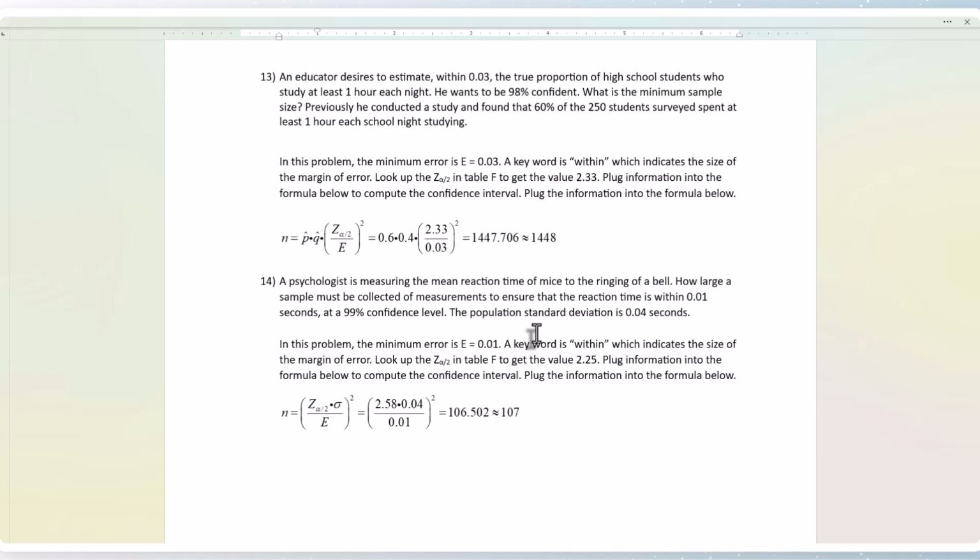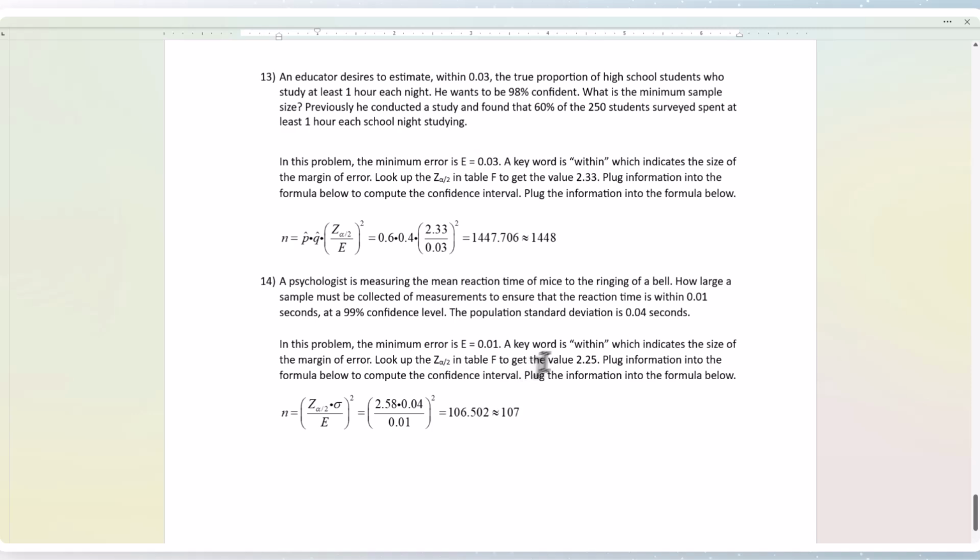And finally, for the last problem, it states a psychologist is measuring the mean reaction time of mice to the ringing of a bell. How large a sample must be collected of measurements to ensure that the reaction time is within 0.01 seconds? Confidence level 99%. Population standard deviation 0.04. Here we're using the minimum sample size for a mean. That's the z value times sigma over the error, e, squared. So once again, we use within to determine e. That's a code word. E is 0.01.